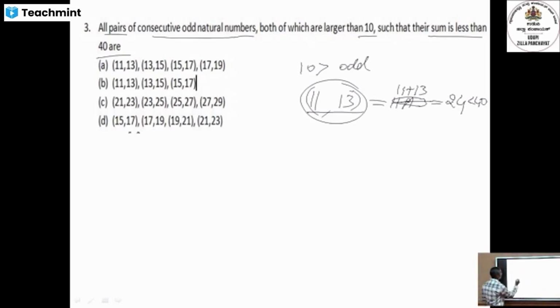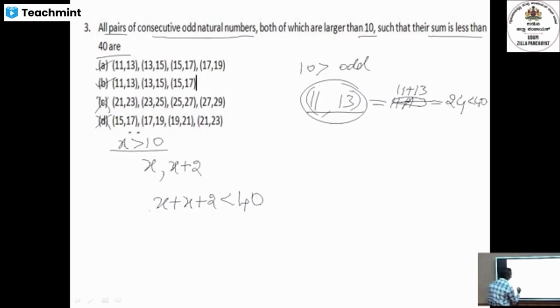You can see that option A and option B have 11 and 13, whereas option C and option D don't. The actual method is to take x, x plus 2, where x plus 2 should be less than 40 and x is greater than 10. These two conditions should be solved. But we can go for the trial and error method very easily.